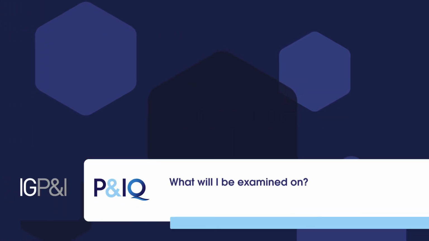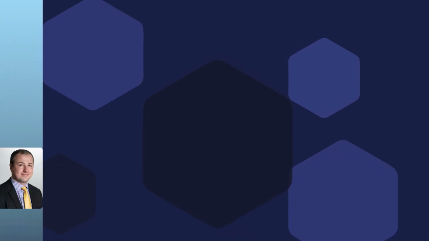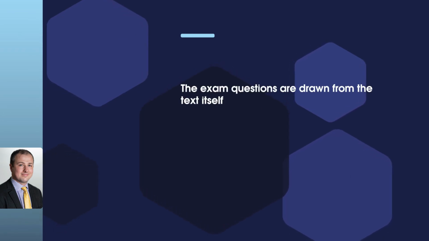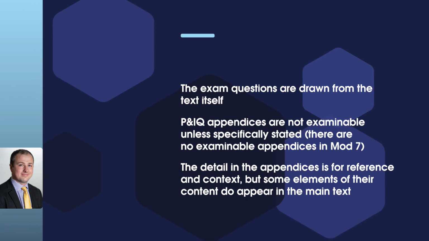What will I be examined on? As with all the P&IQ modules, the exam questions you will receive will be drawn from the texts itself. The general rule for the whole course is that you will be examined only on the main text. Appendices are only examinable where specifically mentioned, and in Module 7 there are no such appendices.